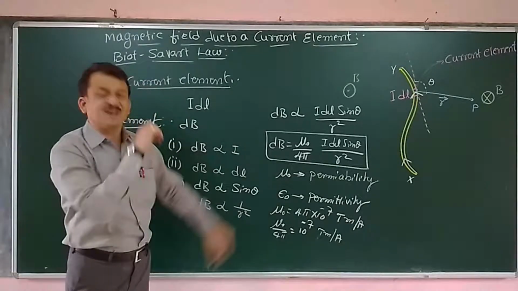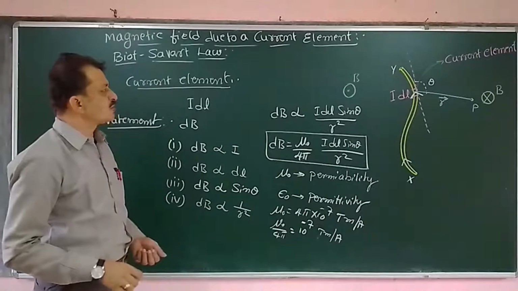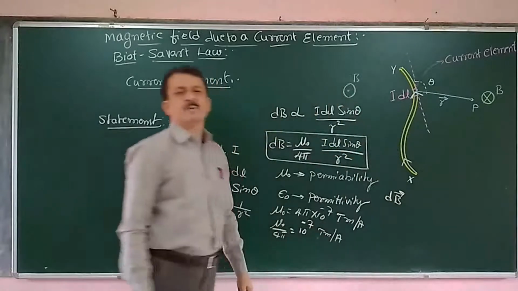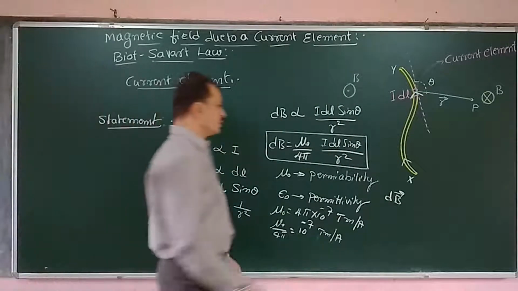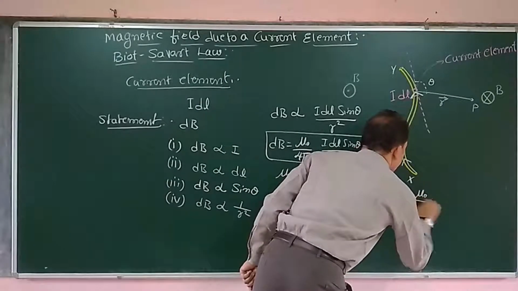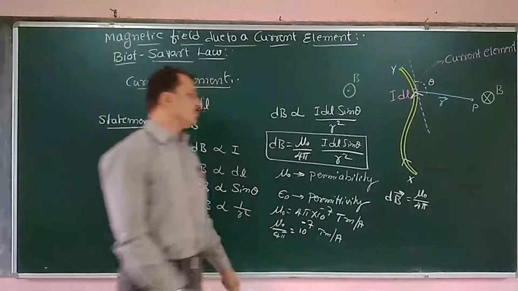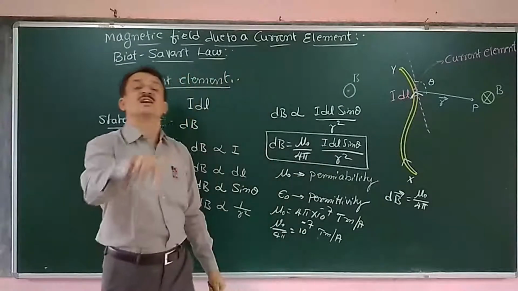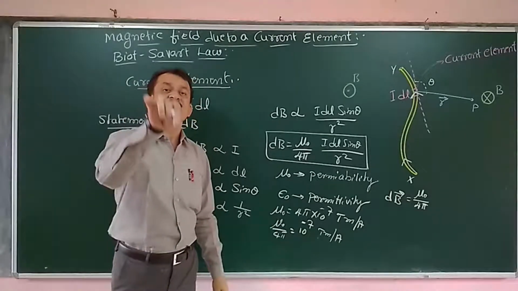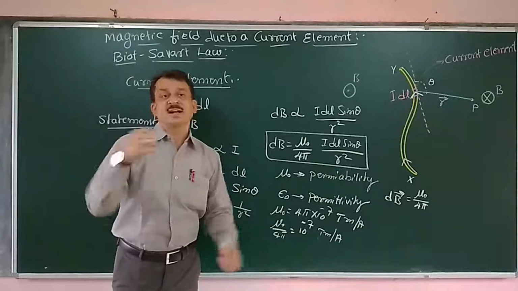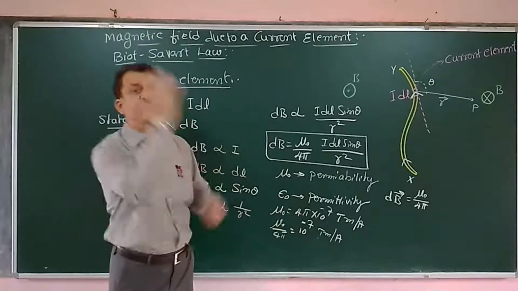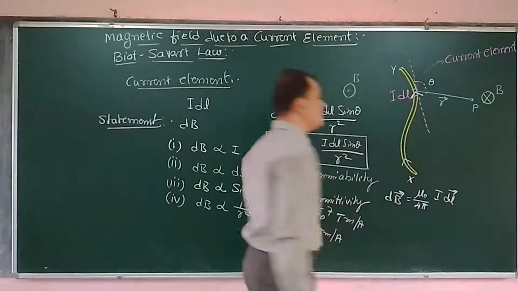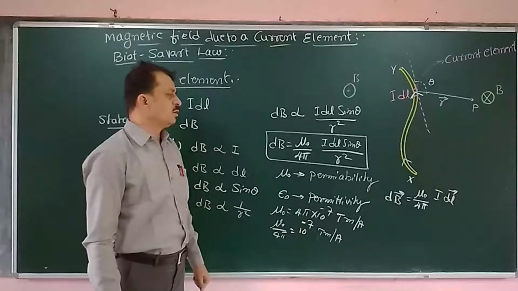Now if you write Biot-Savart's law in vector form, then obviously the magnetic field is a vector quantity. So this is equal to mu naught divided by 4 pi. Now here current is a scalar quantity, but I into dl is a vector quantity. That is, the current element is a vector quantity. Then what is the direction of the current element? It is the direction of the current. Therefore, we have I into vector dl.